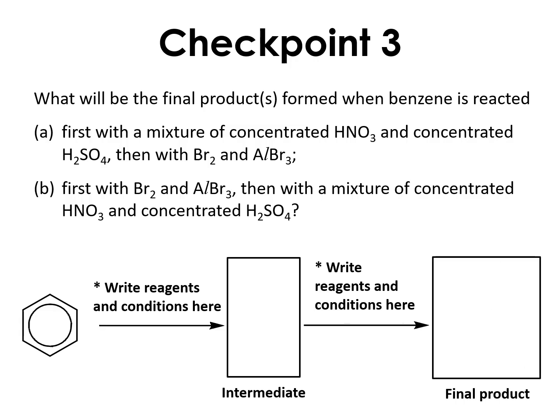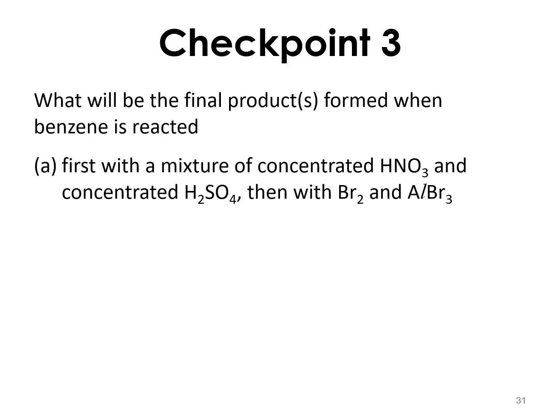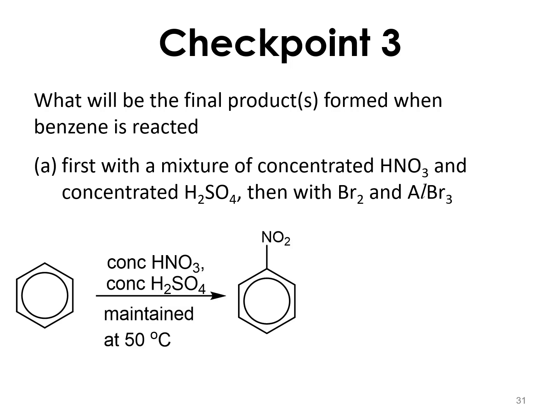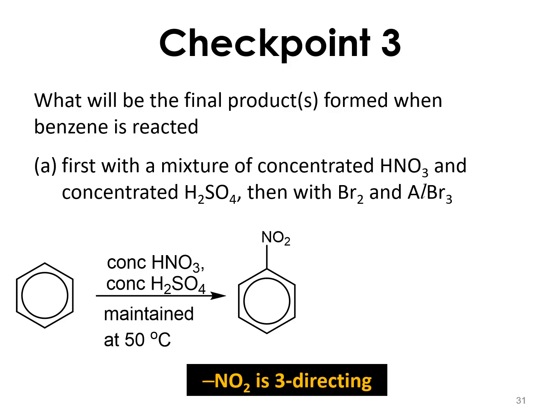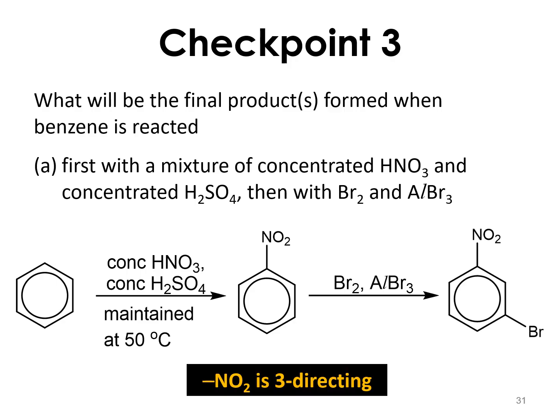To identify the intermediates and final products formed, you are recommended to present your answer in the format shown on the slide. Let us go through part A. When benzene is first reacted with conc. HNO3 and conc. H2SO4, nitrobenzene is formed. Note that the temperature must be maintained at 50 degrees Celsius. As the NO2 group is 3 directing, the second substitution occurs at position 3 of the ring, otherwise known as the meta position. Therefore, the final product formed is 3-bromo-nitrobenzene.